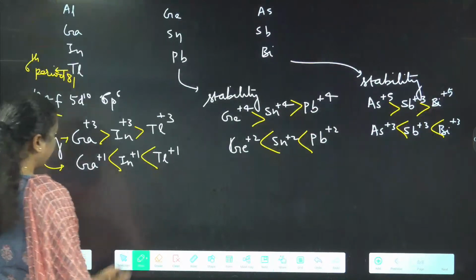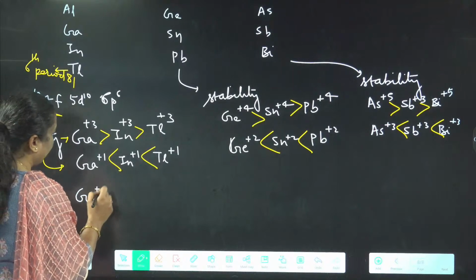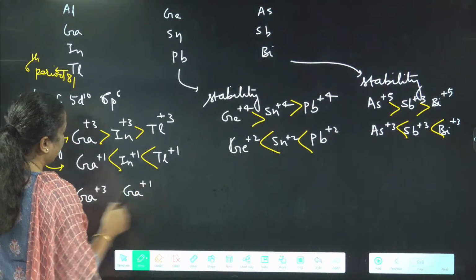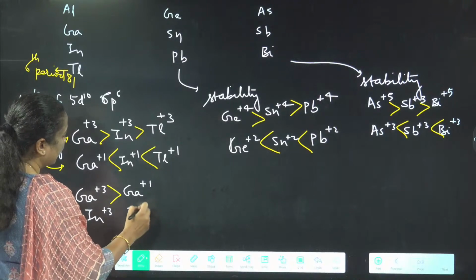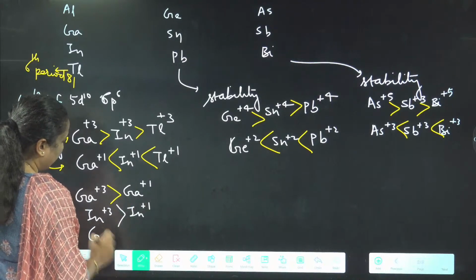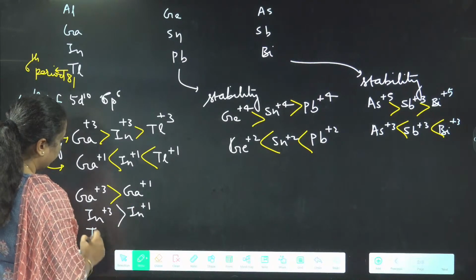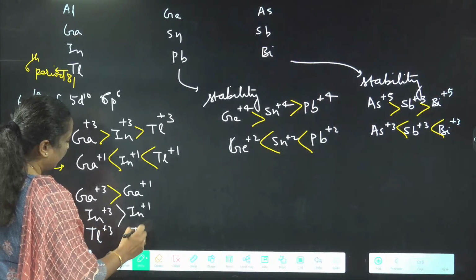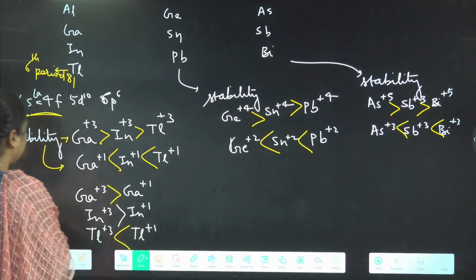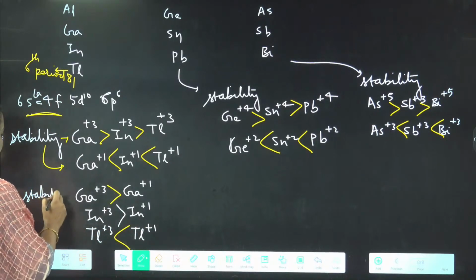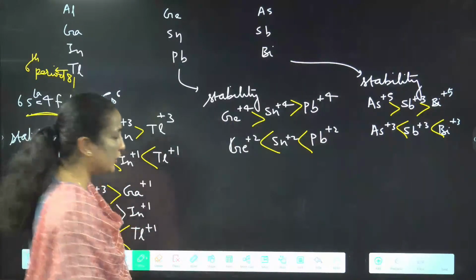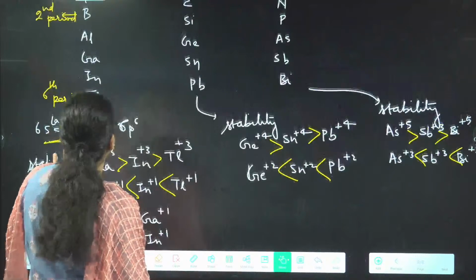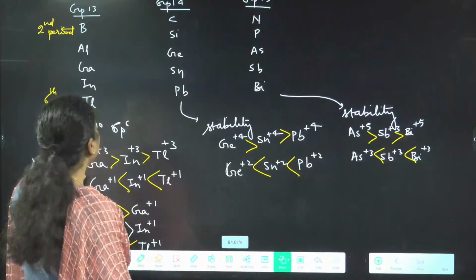And here also you must be clear that if I am talking about stability of Ga +3, Ga +1, it is +3 which is more stable. Indium +3, indium +1, this is more stable. Then if I am talking about thallium +3 and thallium +1, it is going to be reverse. Are you getting it? Stability. And I'm not writing for the rest of them. It is a similar kind of pattern here also. So please make a note of it, then we'll proceed further.